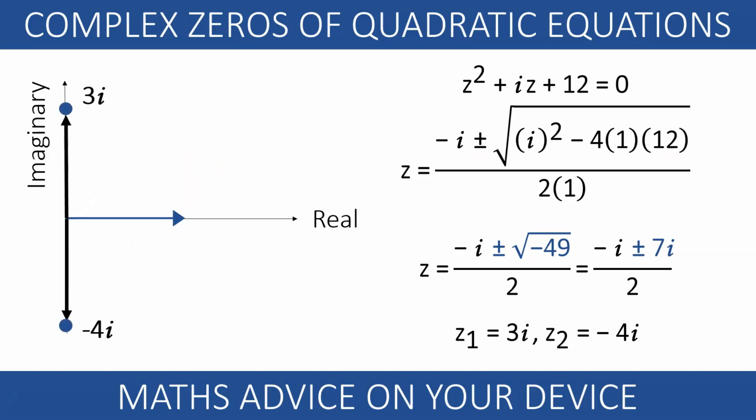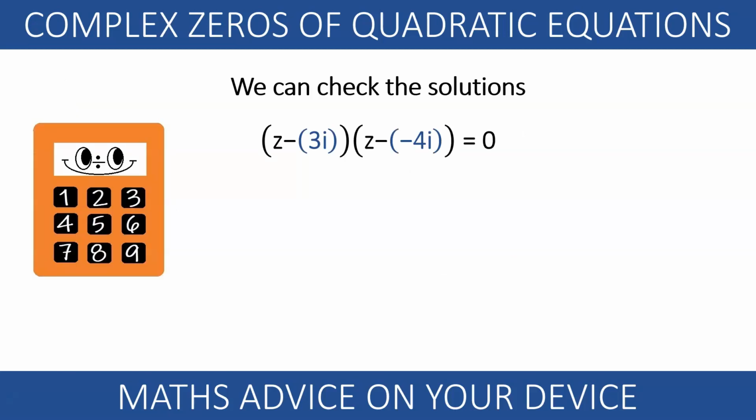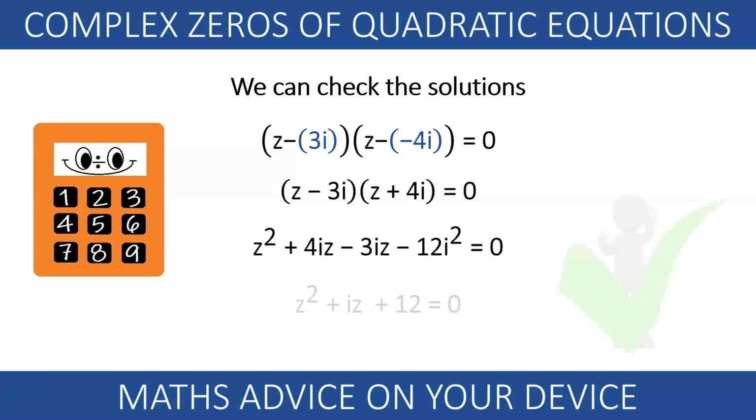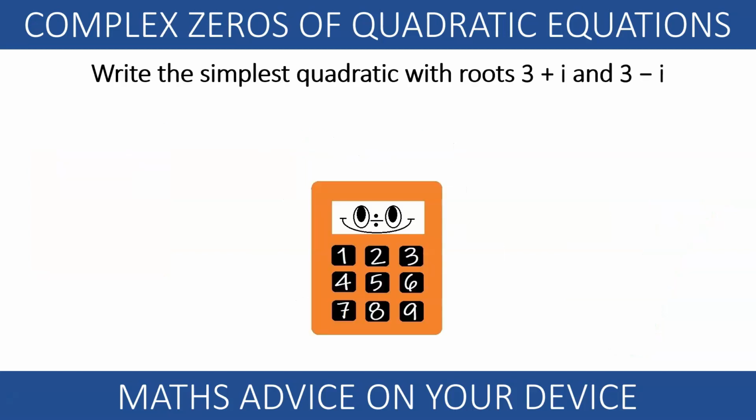Notice that these two solutions are not equally distant from the origin, as they are not a pair of complex conjugates. We could check that our solutions work by using the factors. If 3i is a solution, z minus 3i is a factor. If negative 4i is a solution, z plus 4i is another factor. Multiplying both brackets, we can see that the sum of the roots is the opposite of coefficient b, and the product of the roots is the coefficient c. We can use these rules in our favor.